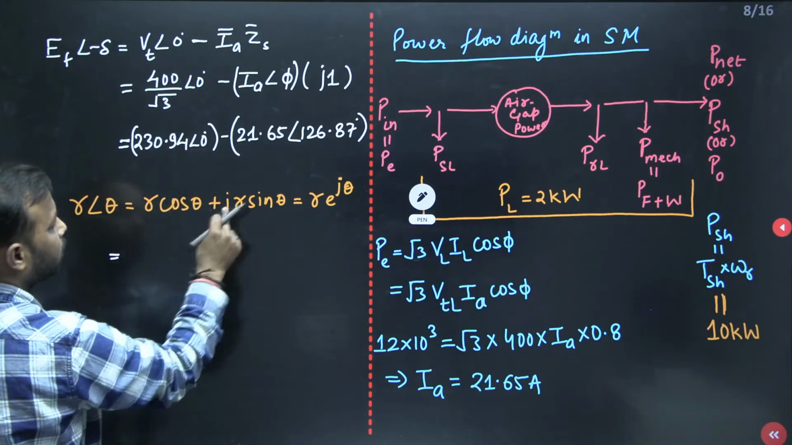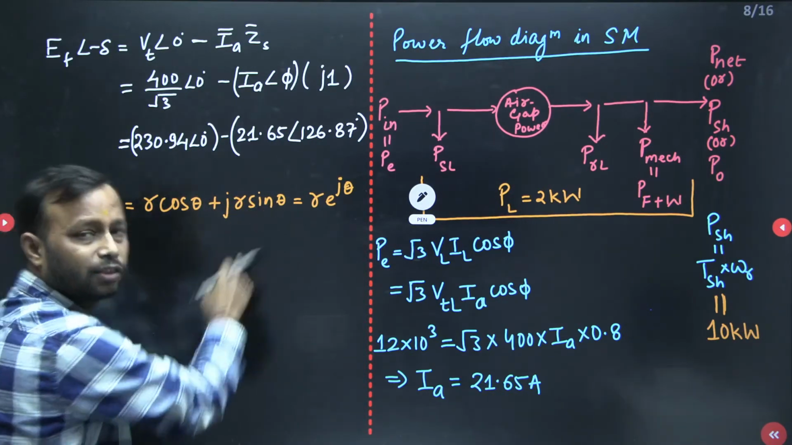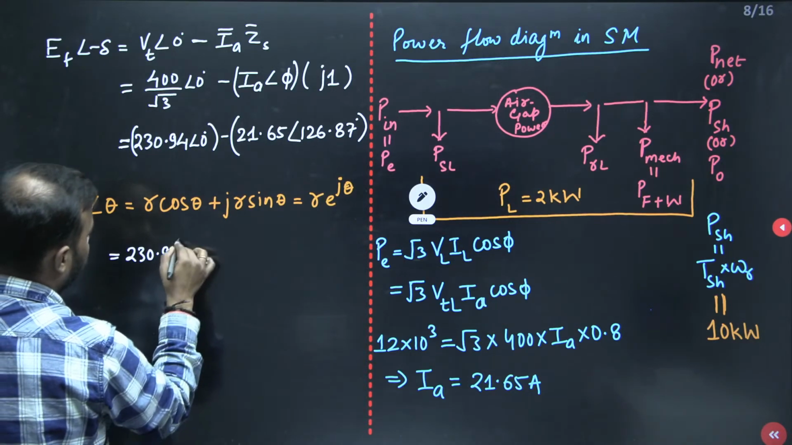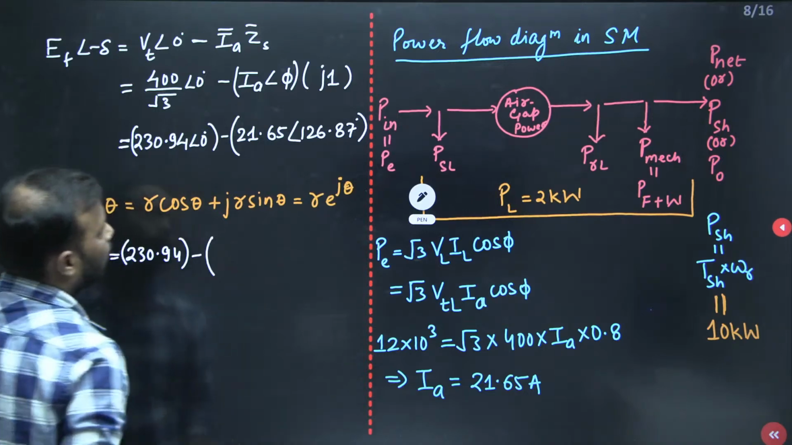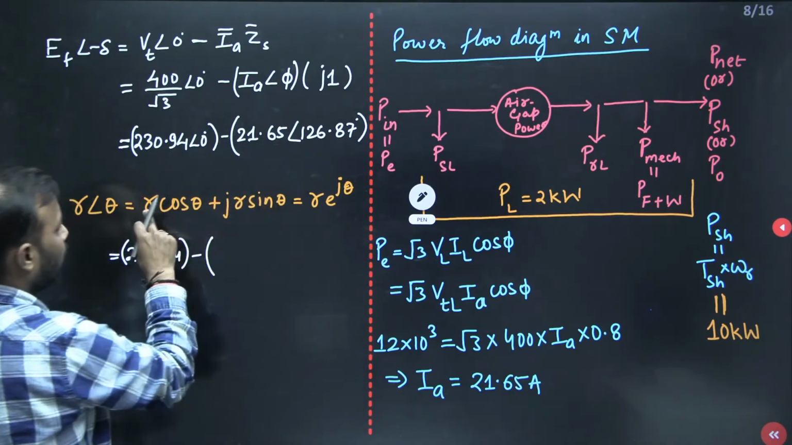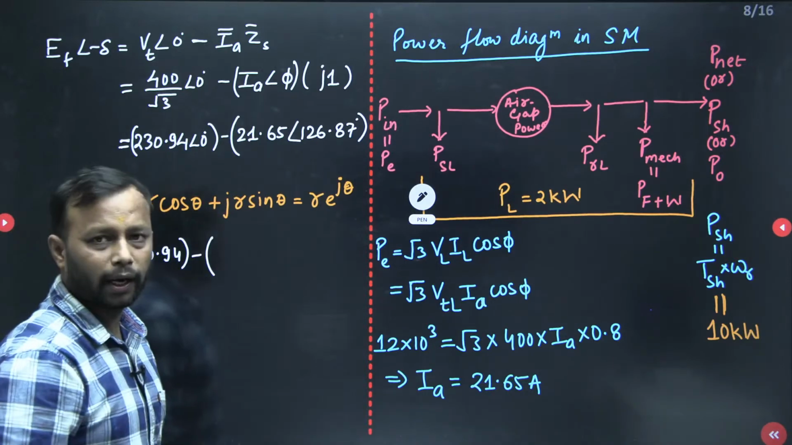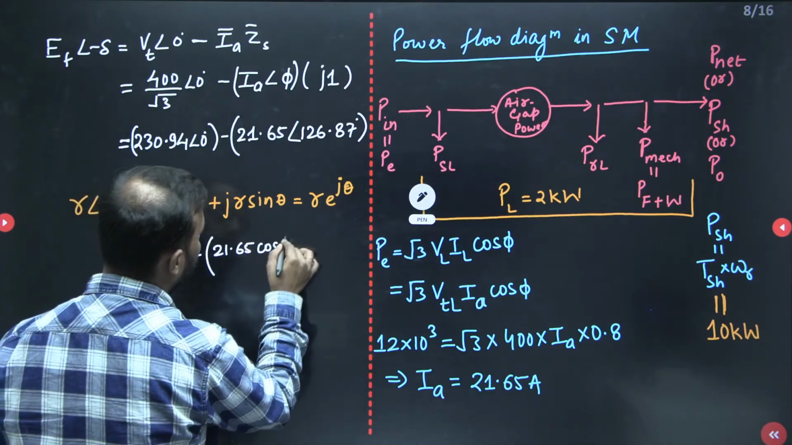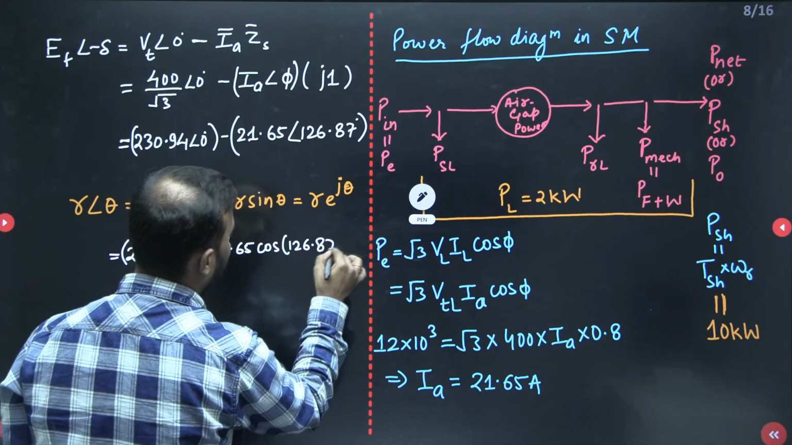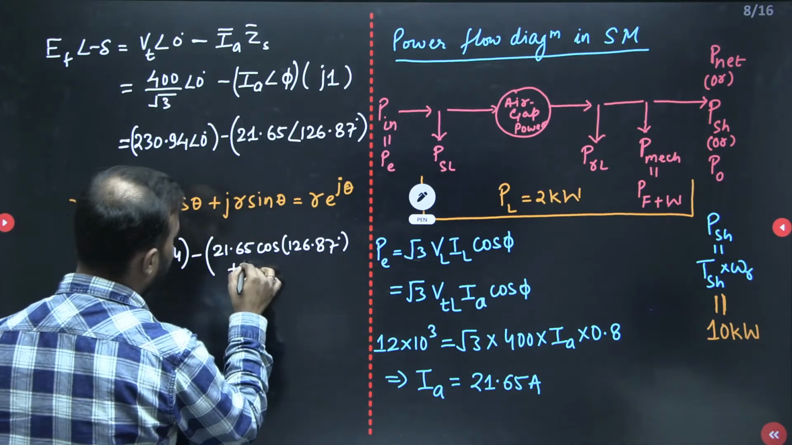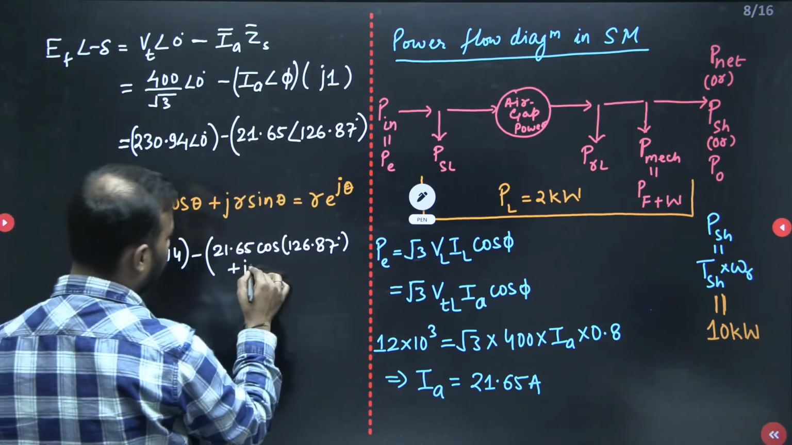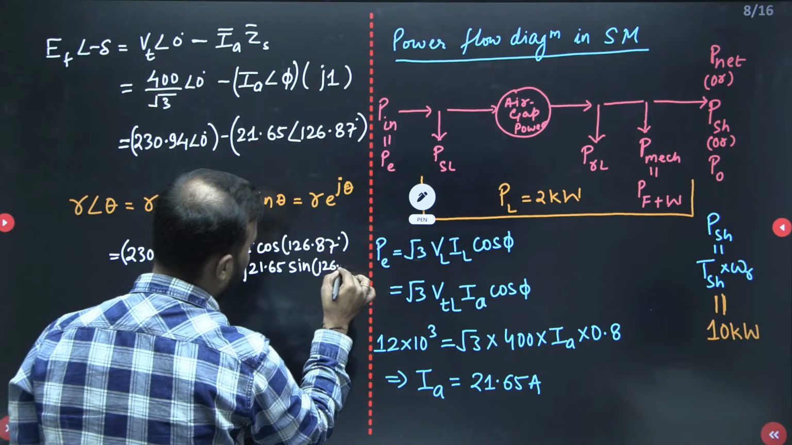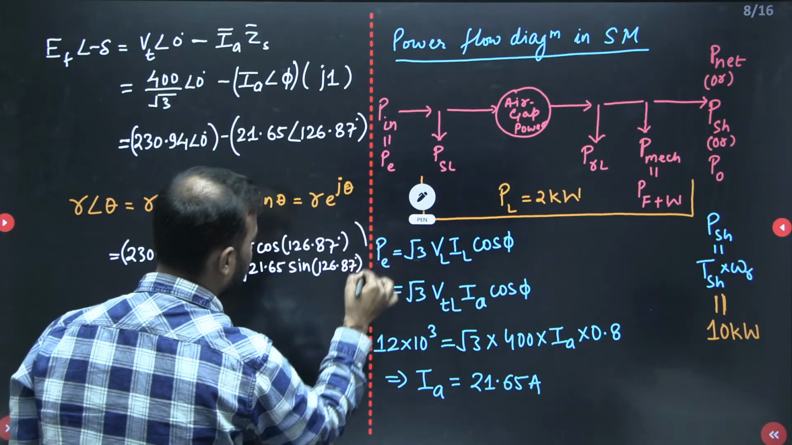230.94 cos 0 plus j 230.94 sin 0. Sin 0 is 0, so this is equal to 230.94. Next, minus 21.65 cos 126.87 degree plus j 21.65 sin 126.87 degree.